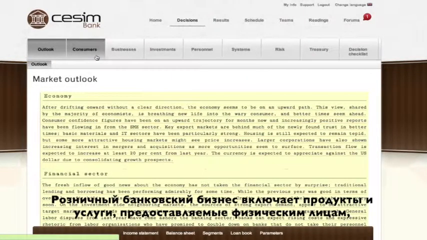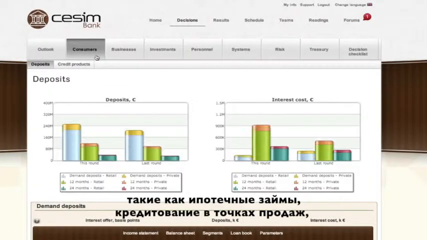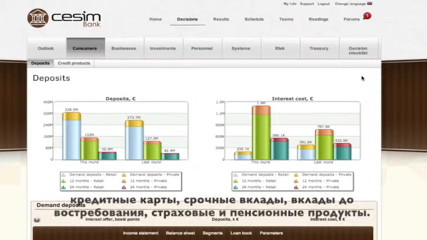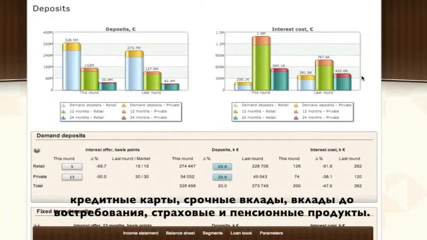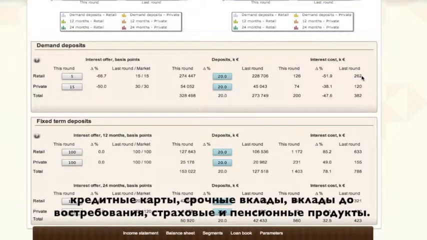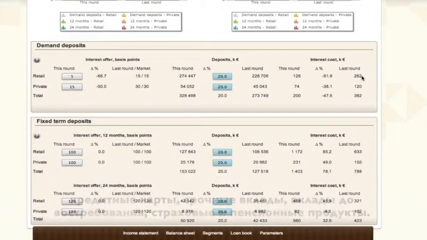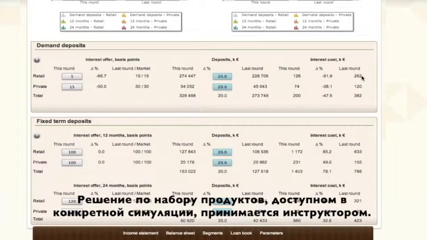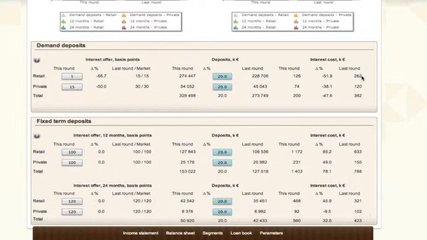Consumer banking includes the basic bank services and products offered to households, such as mortgage loans, consumer loans, point-of-sale credit, credit cards, cash credit, demand, and fixed-term deposits, and commission-based insurance and pension products. The exact assortment of products available in your simulation course is at the instructor's discretion.